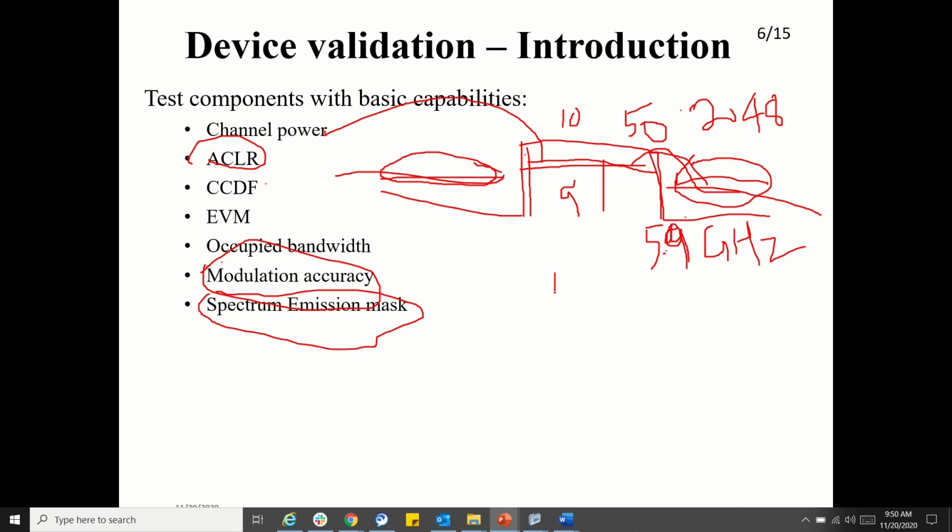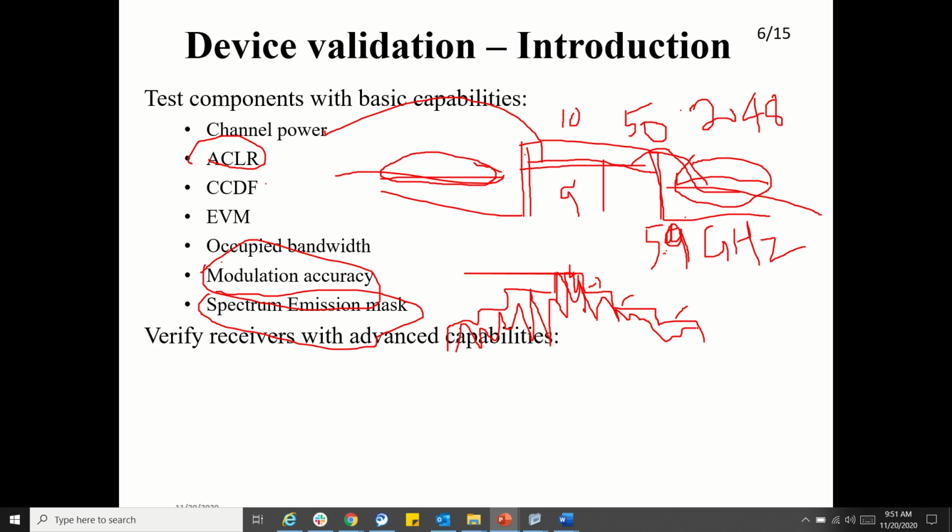What the spectrum emission mask does is: in this band you will have this much power, in this band this much power, in this band this much power. For example, this is 23 dB, then minus 30 dB, minus 50 dB, minus 80 dB, something like that, and similarly replicated on this side. This is called the spectrum emission mask. So this masking is done, and your spectrum should be within this. If you capture the signal, it should look something like this.